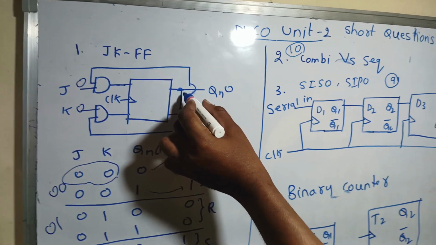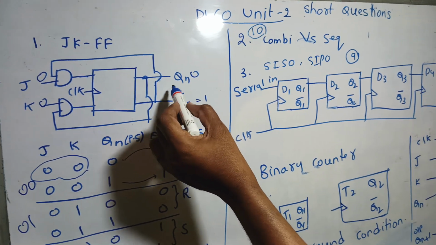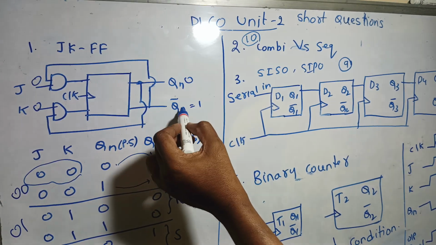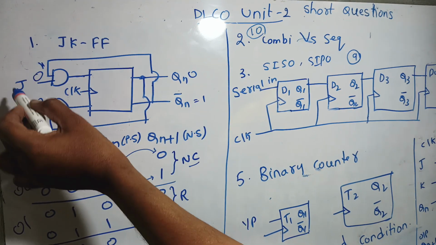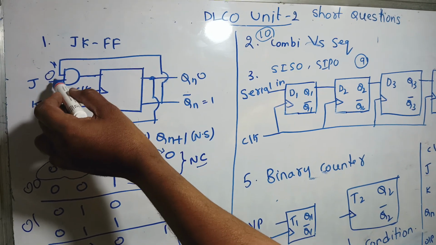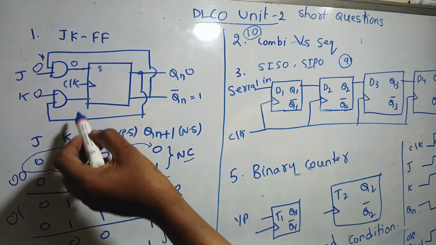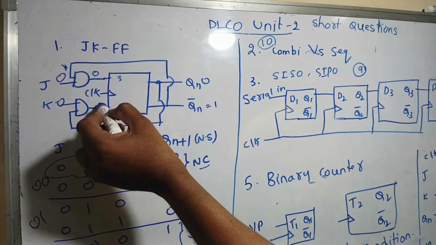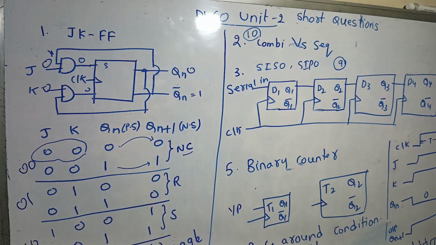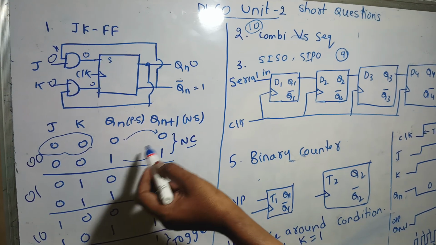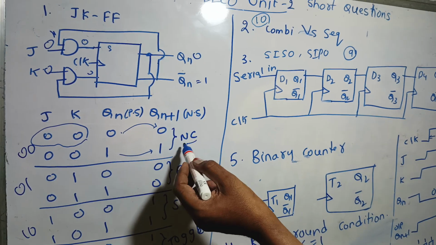If prime state is 0, Qn bar is 1. So here this is 0, this is 1, and 1 is connecting to this one. J I am giving 0, so 0 into 1 is 0. Input S is 0. Similarly here 0 into something is 0. S is 0, R is 0, that is no change state. Output is 0. So similarly we will get 0, and when prime state is 1 we will get 1. That is no change state.